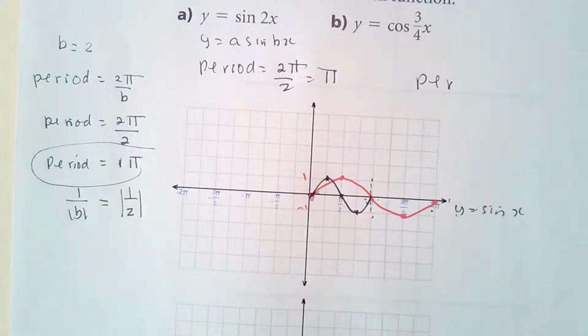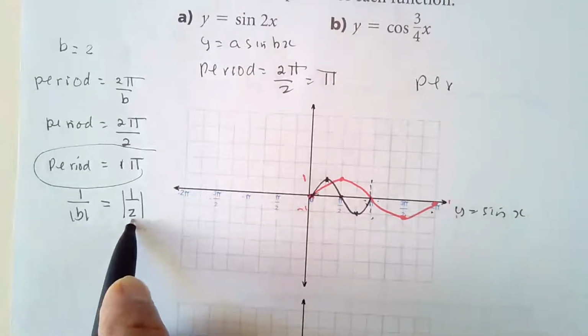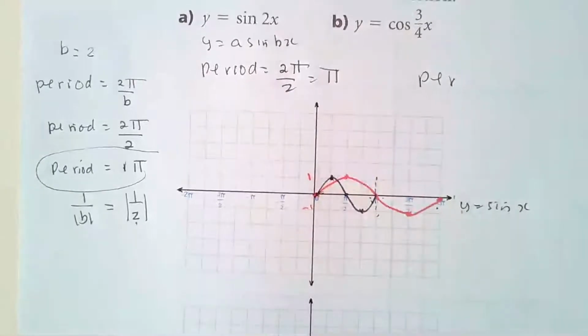So the period of y equals 2 sine x is equal to pi. So we have a compression of half, right? But a period of 1.